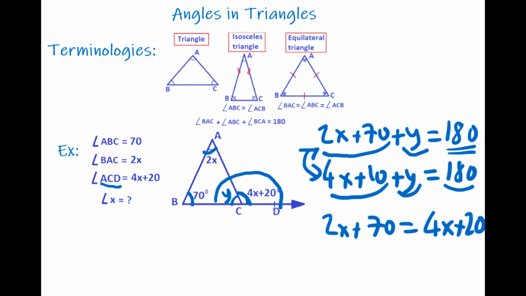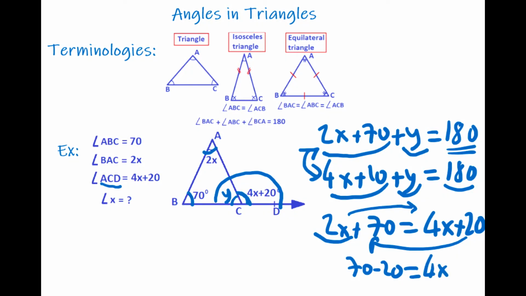Now we have an equation, and we can keep the unknowns on one side and the numbers on the other side. So let's send this 2x to the right and then 20 to the left. On the right it was positive 20, and on the left it's going to be negative 20. So 70 minus 20 is going to be equal to, on the left it was 2x. Once you send it to the right side, it's going to be negative 2x. So on the right, we're going to have 4x minus 2x.